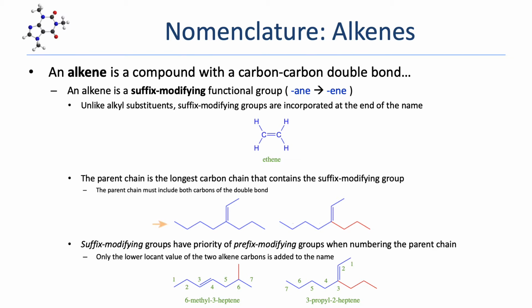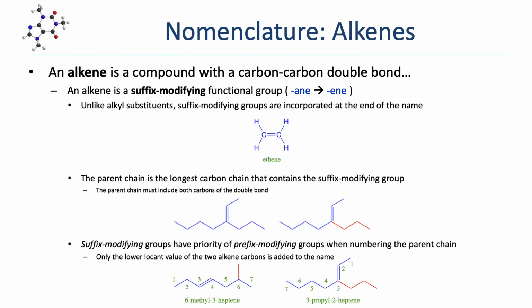So if you look at this example here, we actually have an 8-carbon chain running across horizontally. But that 8-carbon chain does not incorporate both carbons of the alkene. The longest carbon chain that actually has both of those alkene carbons is a 7-carbon chain, here in blue. So you can see that this is actually going to be a heptene molecule with a propyl substituent attached.